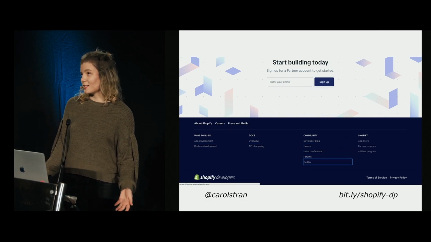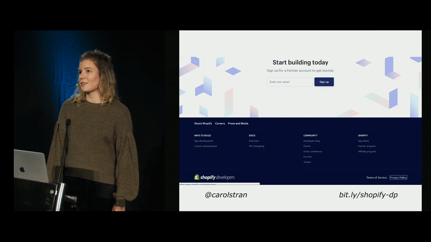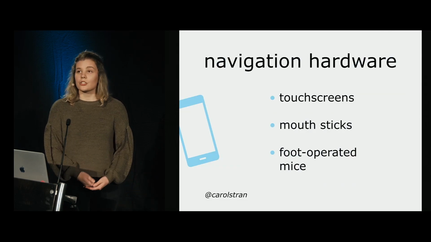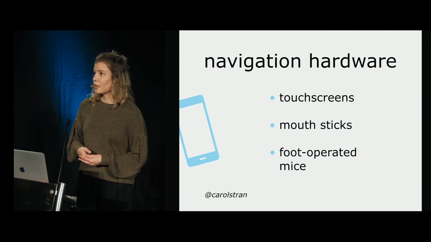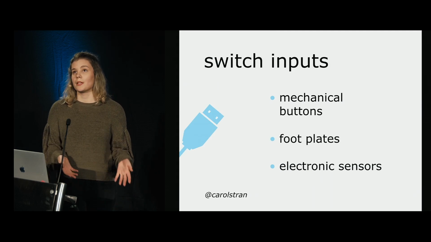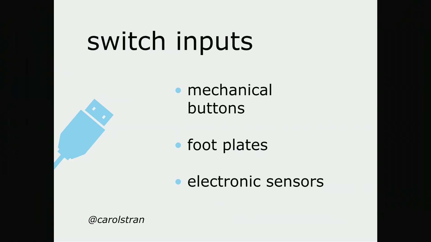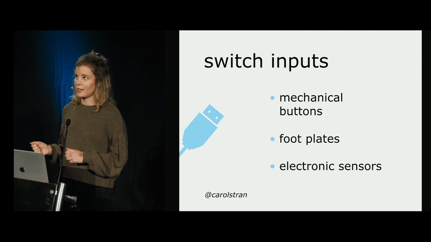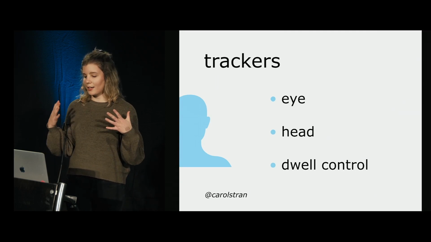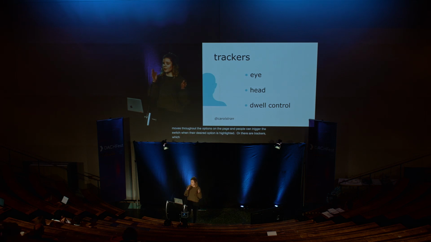People have varying needs, and so we've created a diverse range of tools to match those needs. This includes navigation hardware, which is similar to a hand-operated mouse, but maybe operated by your mouth or foot. Or switch inputs. With switch inputs, the software moves throughout the options on the page, and people can trigger the switch when their desired option is highlighted. Or there are trackers, which rely on a camera to analyze the movement of a user's eyes or head to navigate the screen or take action on the page.